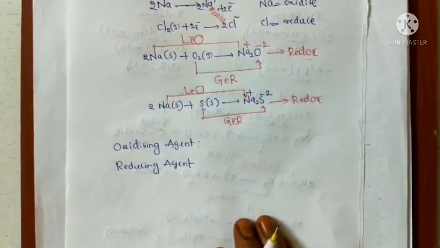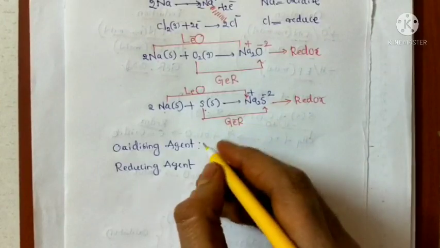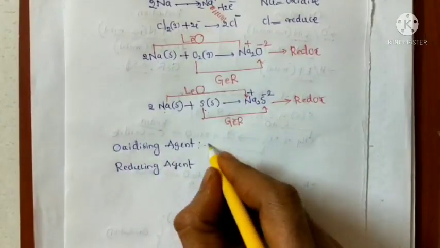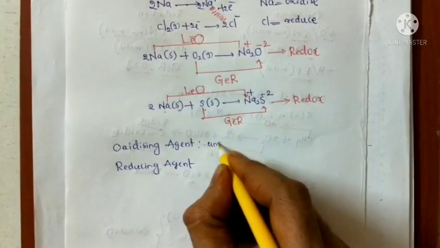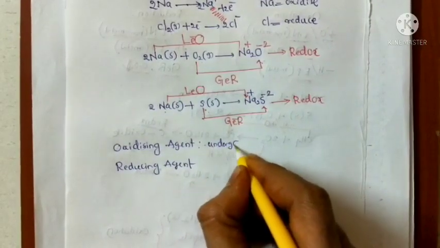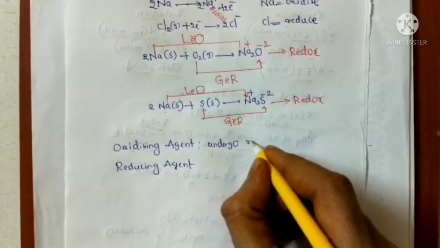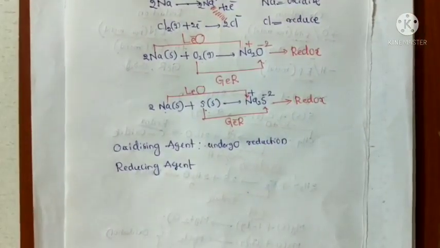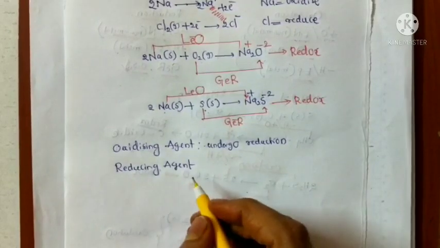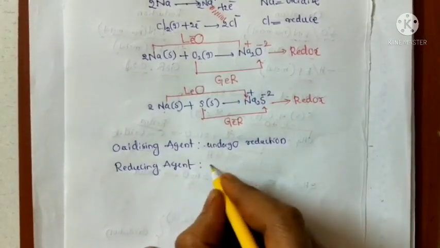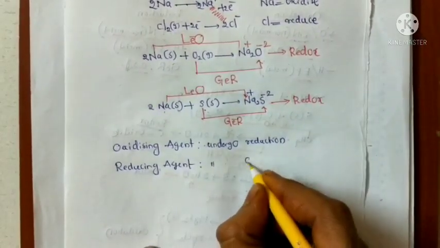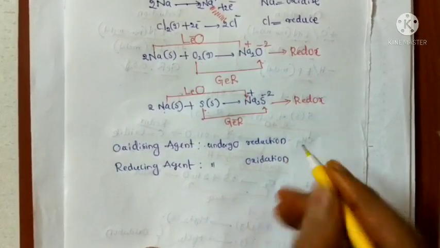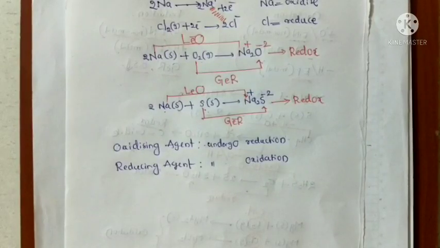So oxidizing agent, the substance which undergoes reduction. And reducing agent, the substance which undergoes oxidation, we call as a reducing agent.